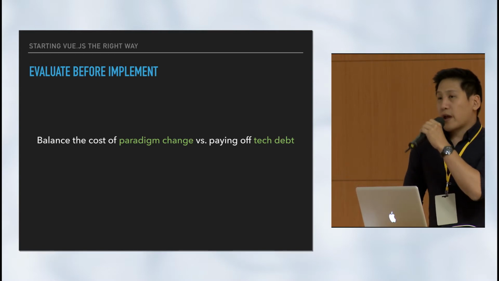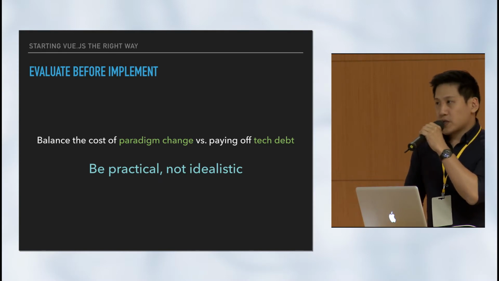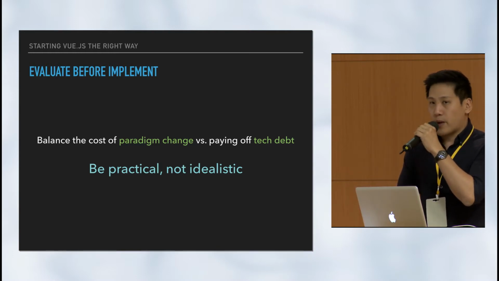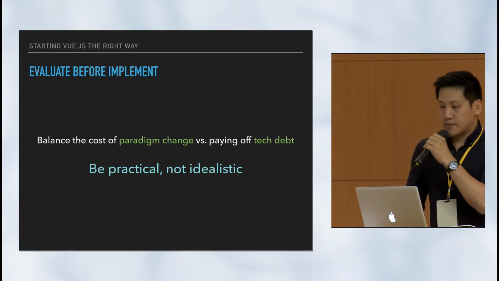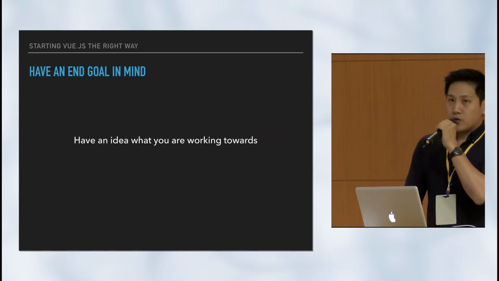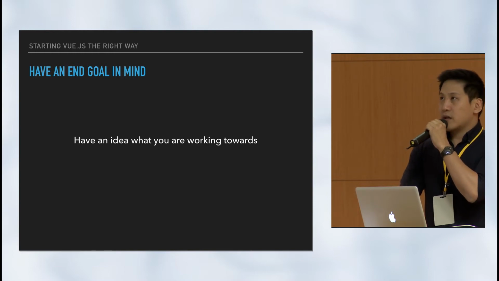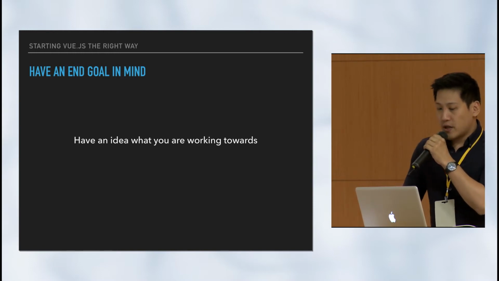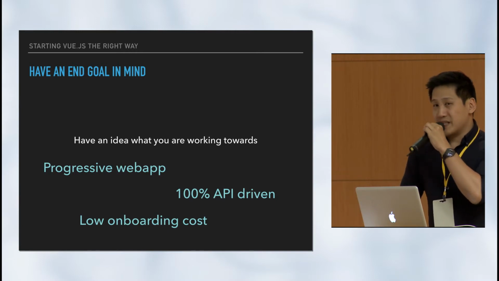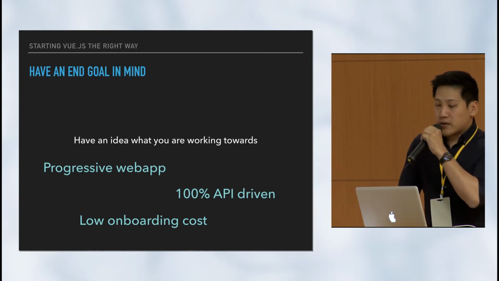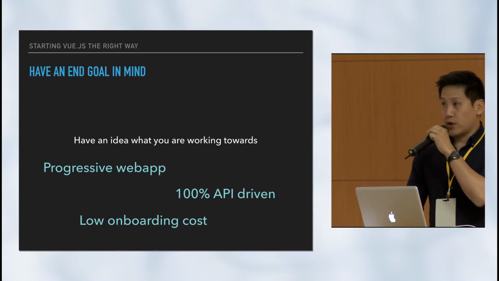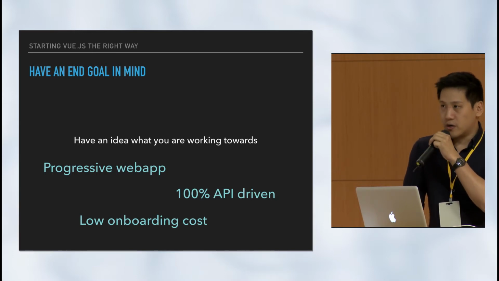All right. So in our case, we tried to be practical. We didn't start off with changing the entire website into a Nuxt or a single page app or a progressive web app. We started step by step, incrementally, and have an end goal in mind. Even though we didn't start off with wanting to change everything to Vue, we have an ideal version of the app that we wanted. We wanted it to be a progressive web app, we wanted it to be 100% API driven, and we wanted it to be easy to learn how to develop on. So when you have an idea of what you're working towards, it makes it easier for you to understand where and how to integrate tools such as Vue into your current system.